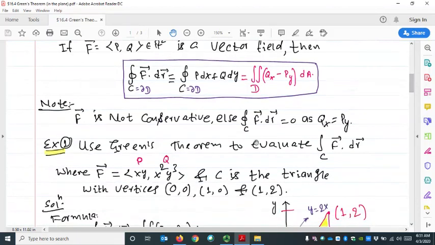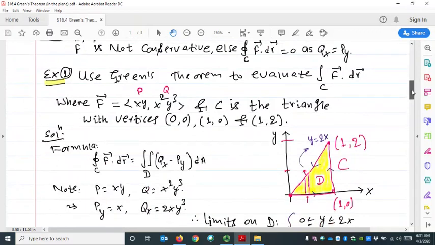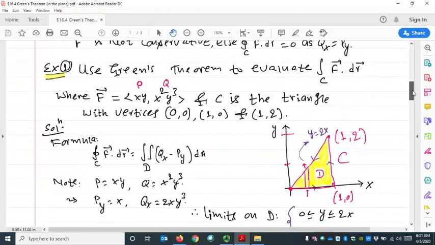So let me go a little bit down here. Use Green's theorem to evaluate the line integral F dot dr over C, where F has components xy, x squared y cubed. So this is the P, this is the Q, the components of the vector field, and C is the triangle with the vertices (0, 0), (1, 0), and (1, 2).